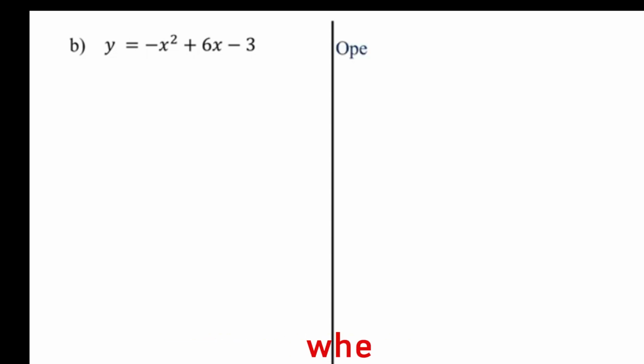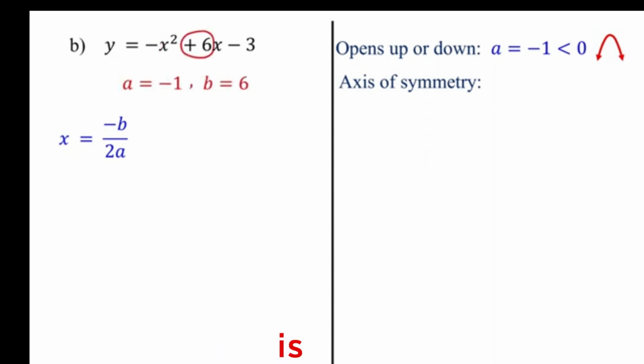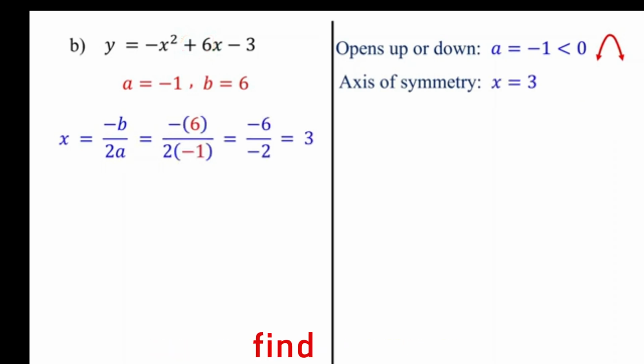First, determine whether the parabola opens upward or downward. A is negative 1, which is less than 0, so the parabola opens downward. Next, find the axis of symmetry using x equals negative b over 2a. A is negative 1. B is 6. Substituting these values into the formula, we find that x equals 3, right?